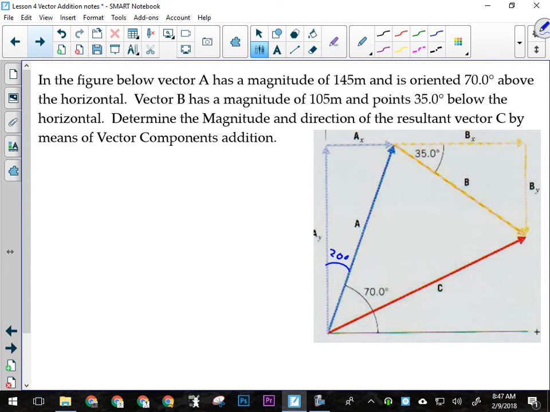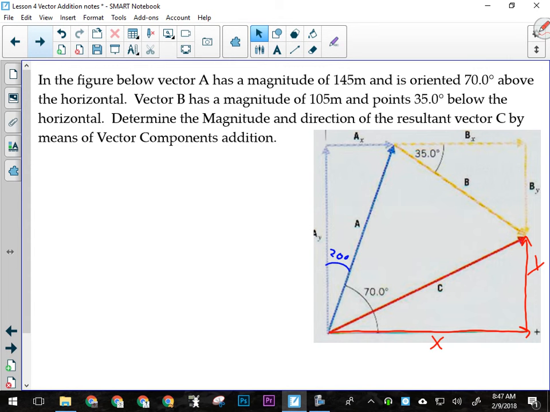So if I want to figure out how big C is, I need to figure out how far along the x-axis I go in total and how far along the y-axis I go. So that would be my resultant y and my resultant x. So I've got to find those two numbers. The only way to find those two numbers is to use the vector components of the two triangles that I do have. So we'll start with A, the blue triangle, and we'll find blue y, or AY, and we'll find AX up top here. So let's find AY first.